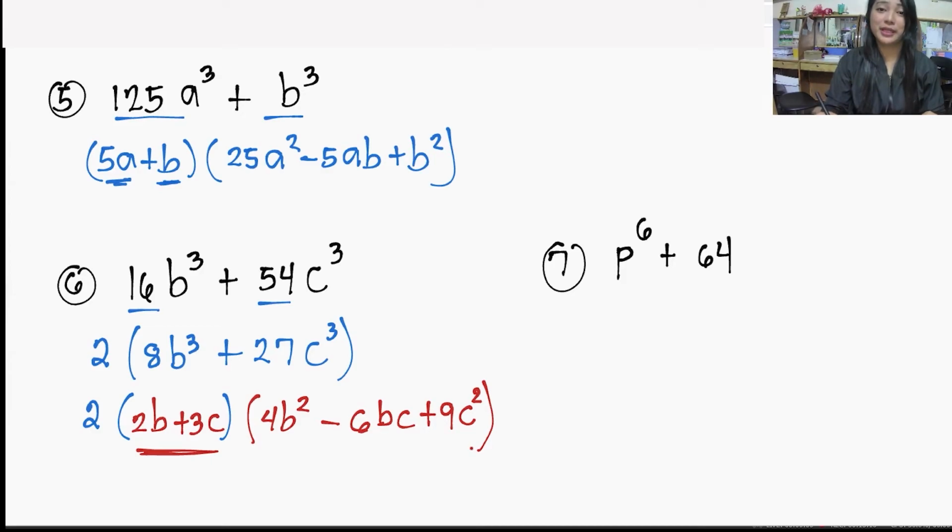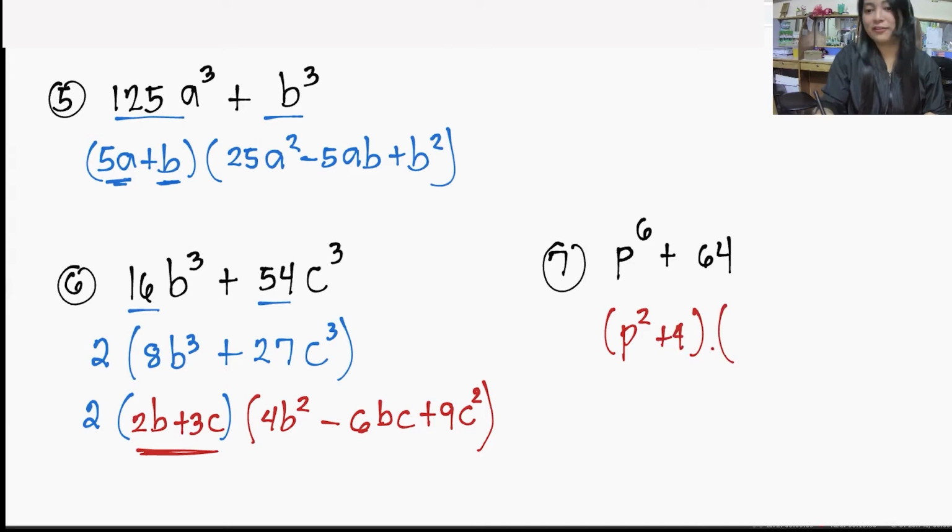Okay, and for our last example, we have p raised to 6 plus 64. So they are already perfect cubes. What would be the cube root of p raised to 6? Going back a while ago, x squared times x squared is equal to x raised to 6. So the same process here. p squared times p squared times p squared is p raised to 6. Therefore, the cube root of p raised to 6 is p squared. Why again? p squared times p squared times p squared would be p raised to 6. Next, what is the cube root of 64? That would be 4. 4 times 4 is 16 times 4, that would be 64.